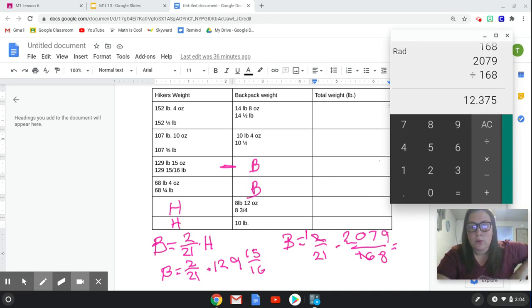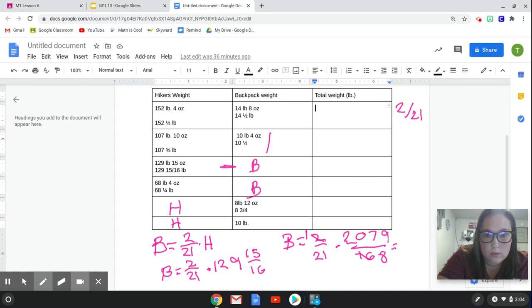So the weight of the backpack would be 12 pounds. And 3.75 over 21 times 8. Once we get that reduced down, it would be 3/8. So you're going to go ahead and do those for all of them.